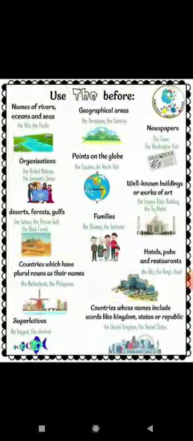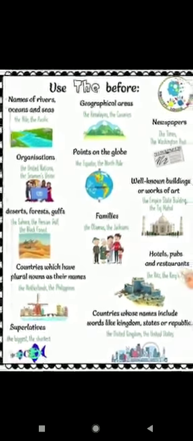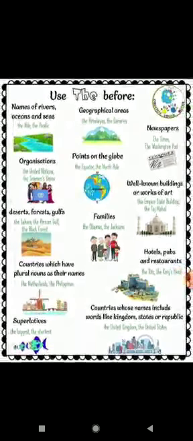First, let us see definite articles. The is called the definite article. First, it is used before the names of rivers, seas, mountains and gulfs. Example, the Nile, the Pacific, the Alps, the Ganges, the Red Sea, the Himalayas. Next, the is used before geographical areas, the Himalayas, the Ganges.